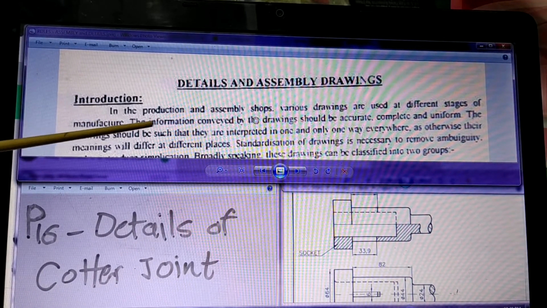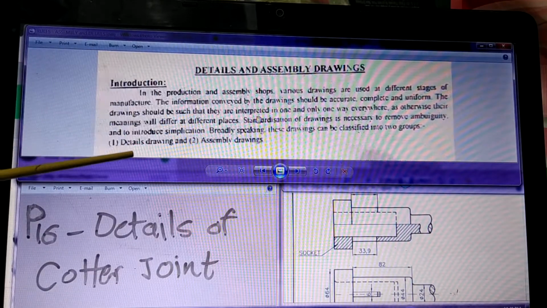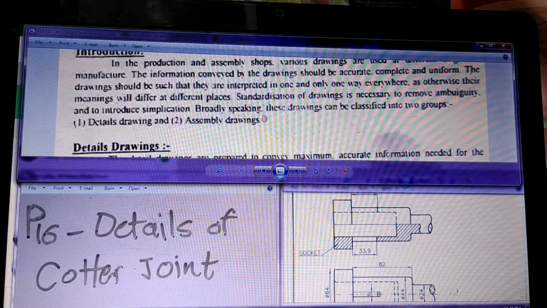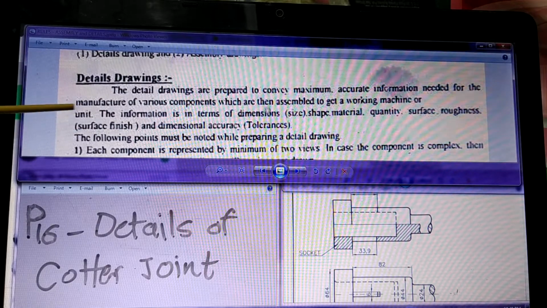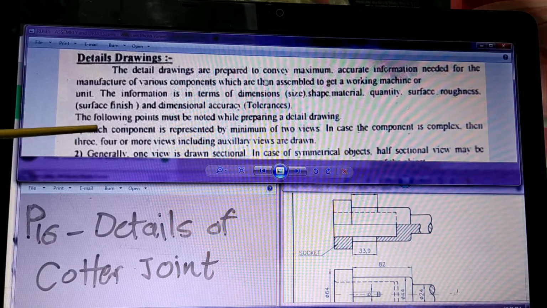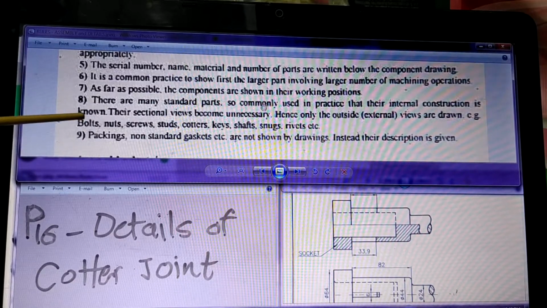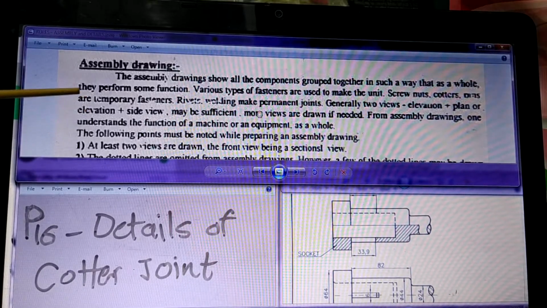First of all, it was the introduction of assembly and detailed drawings, and after that what we saw was the instructions or rules to be observed for the detailed drawings, which is here, and then the assembly drawings rules which are written here. While preparing the assembly drawings we observed these rules. Now we are going to draw the detailed drawings. That means now the exercise is going to be reversed.